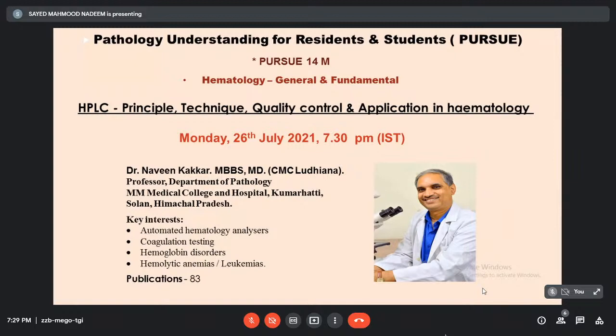And to talk on that, we have somebody who is an expert in hematology, a very well-known national and international person in hematology, Dr. Naveen Kakkar. He's an MBBS and MD from the famous CMC Ludhiana. Presently, he is a professor in the Department of Pathology, Medical College and Hospital, Kumarhatti, Solan, Himachal Pradesh. As you can see, his key interests are automated hematological analyzers, coagulation testing, hemoglobin disorders, hemolytic anemias and leukemias. He's got multiple national and international peer-reviewed publications, more than 83 publications.